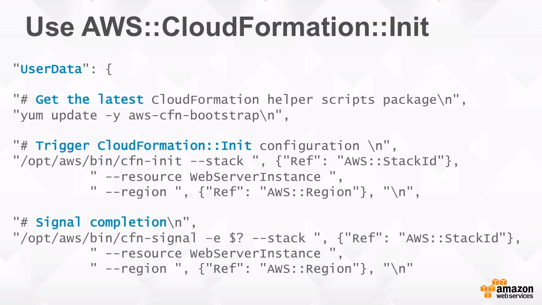To use CFN Init, there are three things you need to do. You need to get the latest CloudFormation helper scripts and packages by installing the AWS CFN Bootstrap package. And then you need to trigger a CFN Init configuration, which basically updates your CFN Init client with the stack reference and the region in which you're operating. And then you can signal completion.